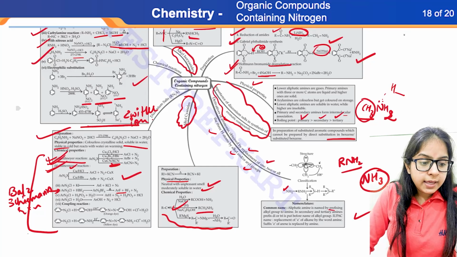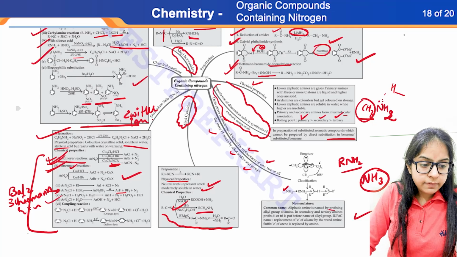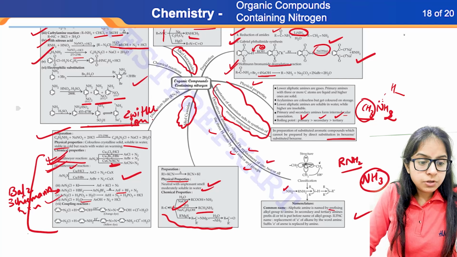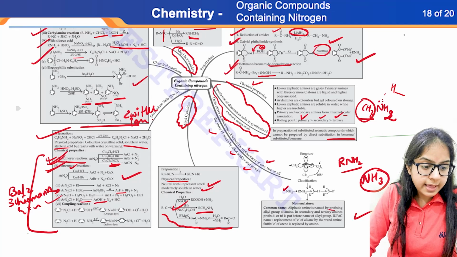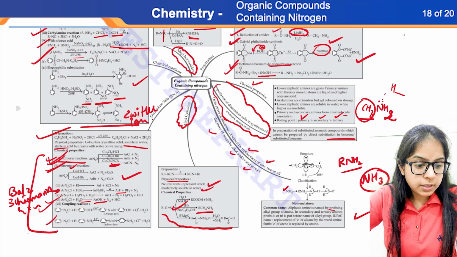Next one is ArN2+Cl-. In case of higher H2O, you will get alcohol and N2 and HCl. Another reaction is coupling reaction, that is also very much important.